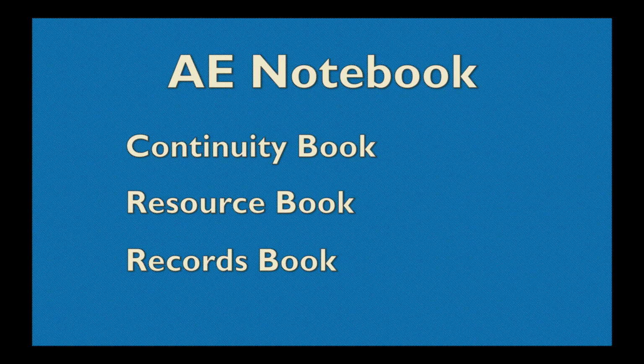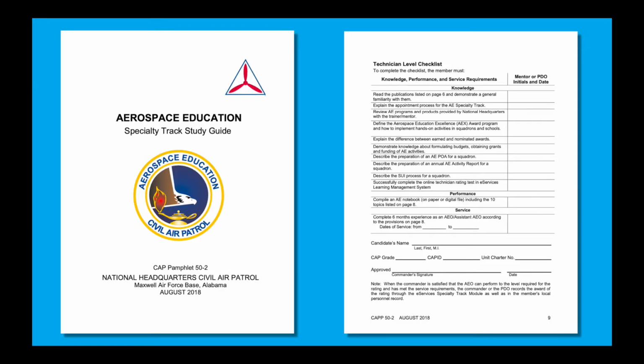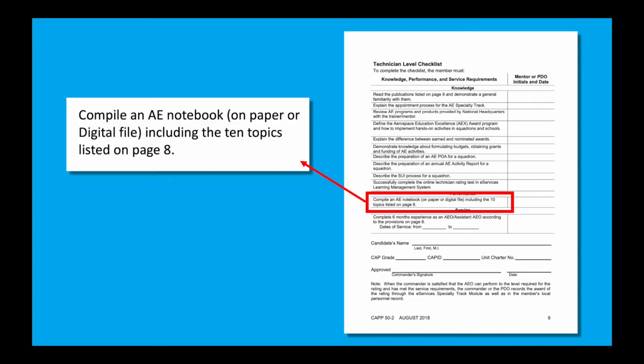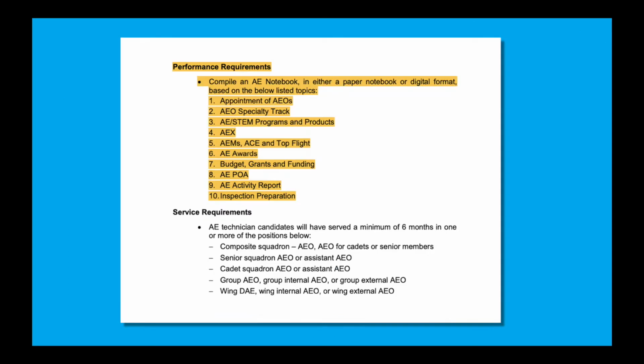So, where do you find information on the AE notebook? It's discussed in the CAP pamphlet 50-2, the specialty track. In fact, there's only one performance requirement to attain your technician rating in the specialty track, and that is to compile an AE notebook. There are 10 specific tabs that are required to be in the AE notebook, but that's just a minimum. As I mentioned, you might want to also include information on what you've completed throughout the year in your AE program.